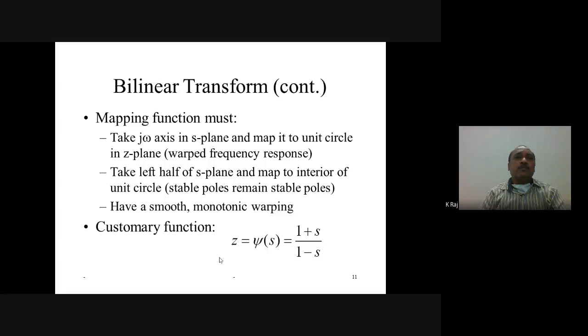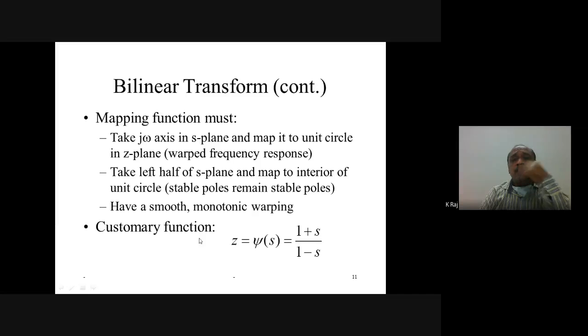Now, there are different types of transformations. We have to consider the j omega axis of the S plane and map it to the unit circle in the Z plane. Warped frequency response will take place here. So take the left half of the S plane, that is the stability region, and map it to the interior of the unit circle, so that stable poles remain stable poles, and we have a smooth and monotonic warping here.